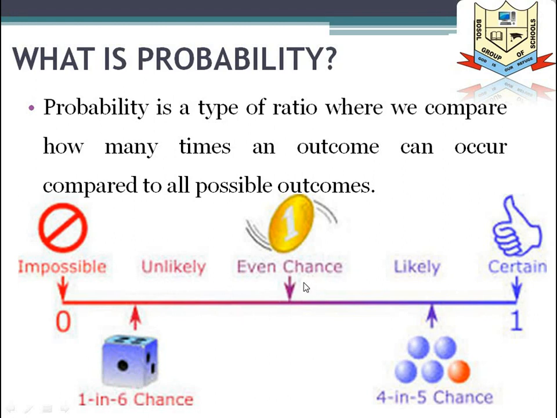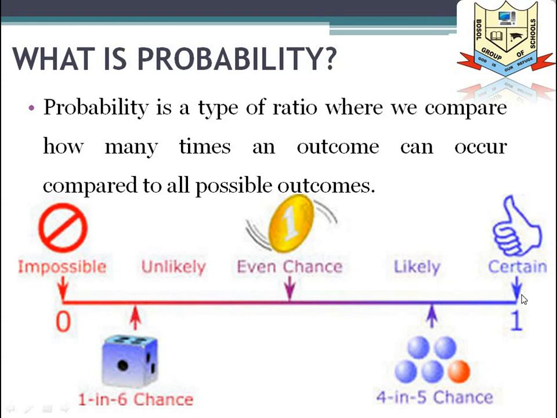Then we have even chances. That is, this kind of probability is a two-way thing. It's either possible or not possible. It can occur, it may not occur. It is a 50-50 chance probability. That is, the possibility of it occurring is 50%. And we have likely. When we say a probability is likely to occur, it means that it has a very strong possibility of occurring.